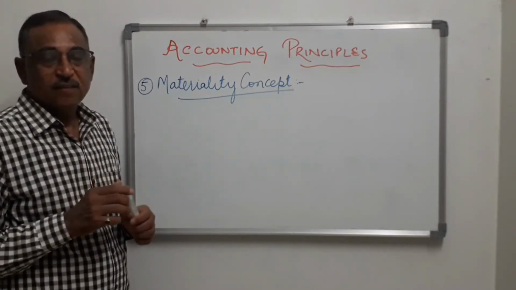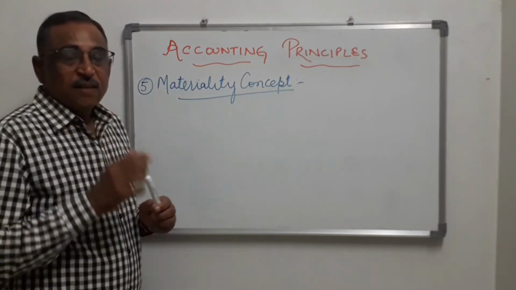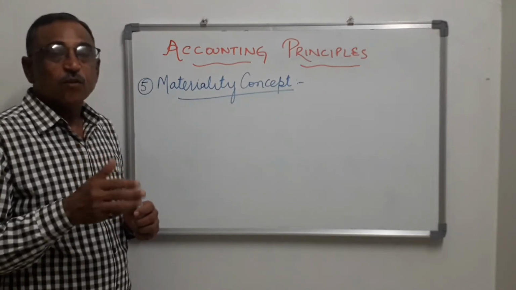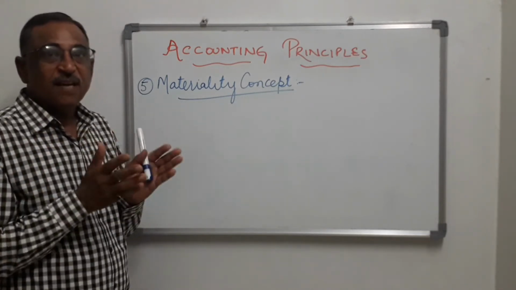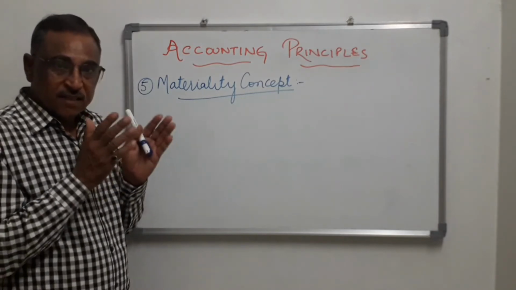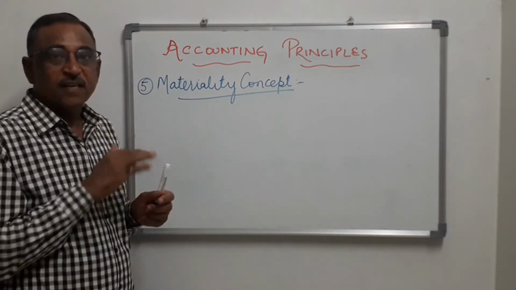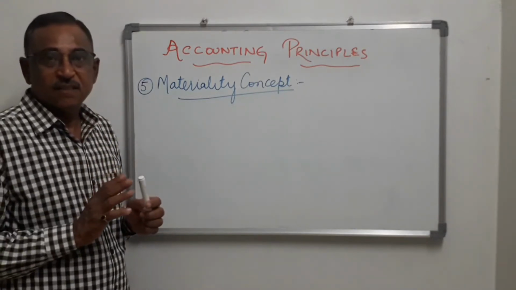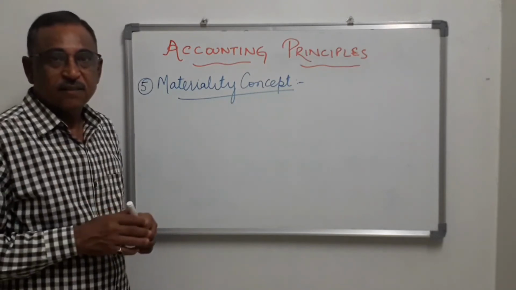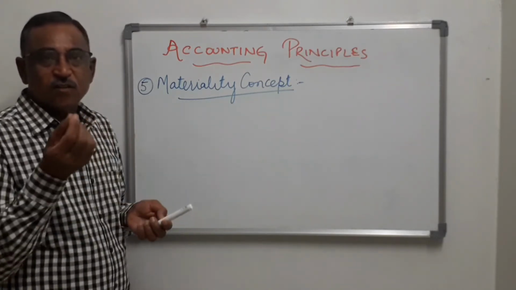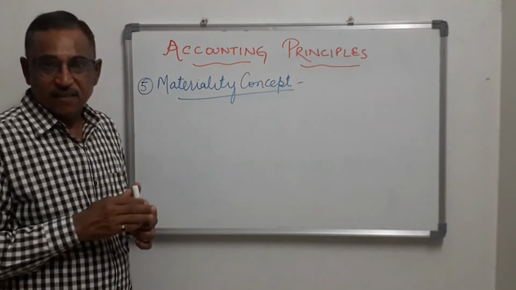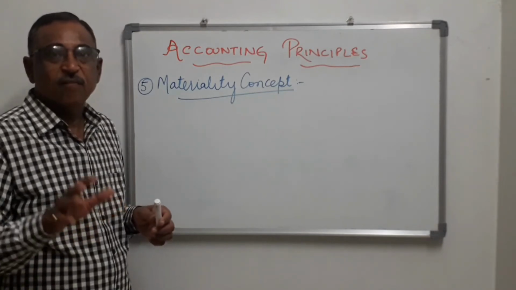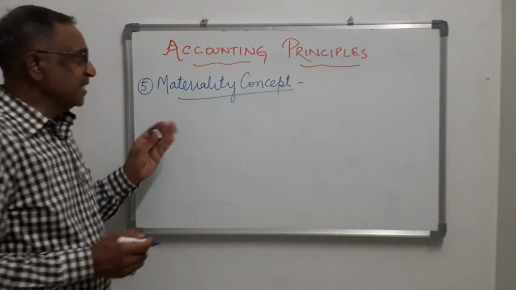Clear? For example, calculators are purchased and they are used over a period of time. But since the amount is petty, this kind of asset is written off. They are charged depreciation at 100% in the year of purchase. They are not carried forward. Because the cost of a calculator is immaterial, it is treated as an expense and written off completely in the year of purchase. Clear? Sum up.